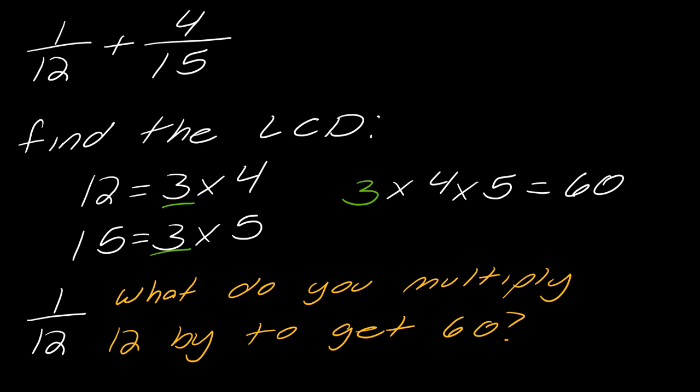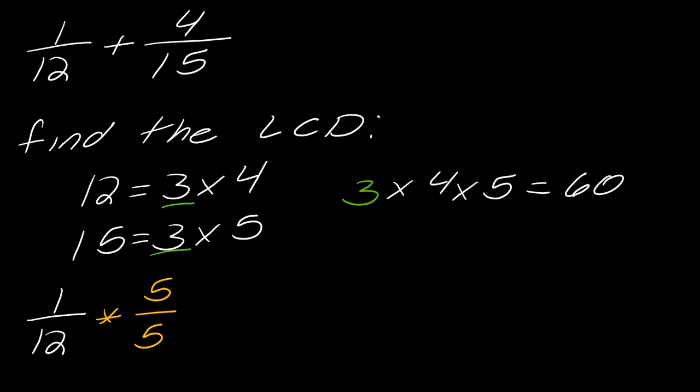So starting with 1/12, here's what you want to think about. What do you multiply 12 by to get to 60? What would you have to multiply that by? In this case, it would be 5. So that's what I want to multiply the top and bottom of this fraction by. So we're going to multiply that by 5 over 5. If I do that and multiply everything together, I get 5 over 60. So that's what I'm going to replace 1/12 with, 5 over 60.